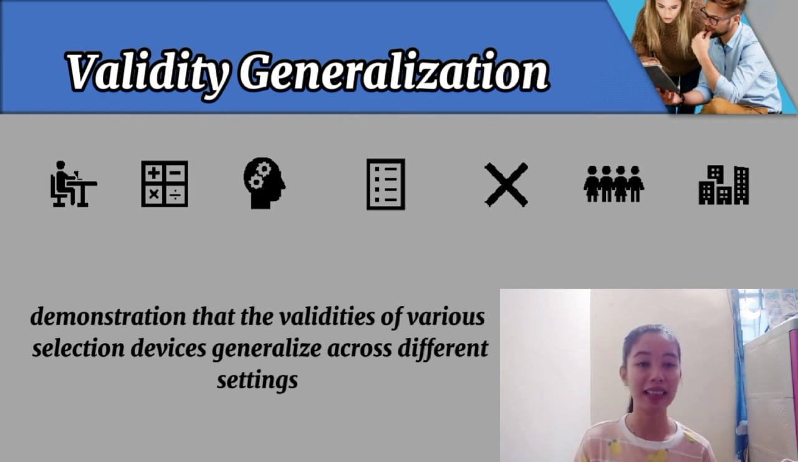So, lastly is the validity generalization, which refers to the demonstration that the validities of various selection devices generalize across different settings, or whether validity coefficients obtained in prior studies in organizational environments may be used to forecast the value of a validity coefficient in a new but similar organizational environment.